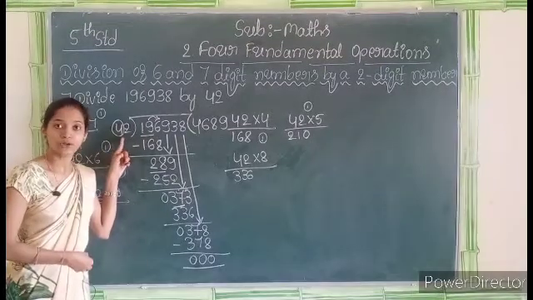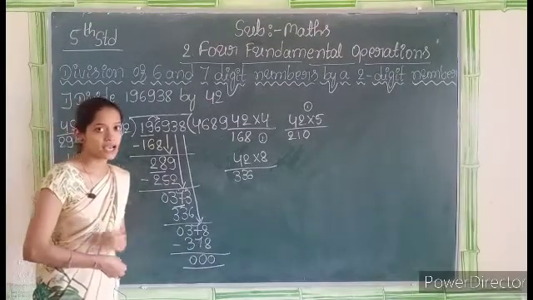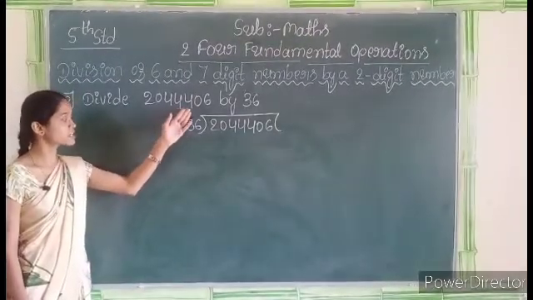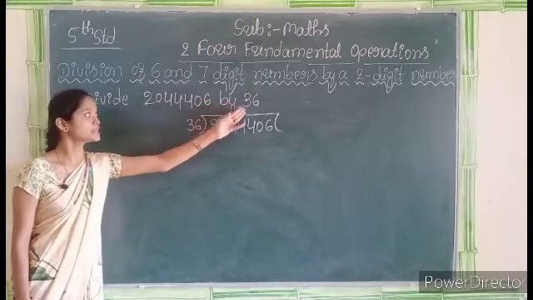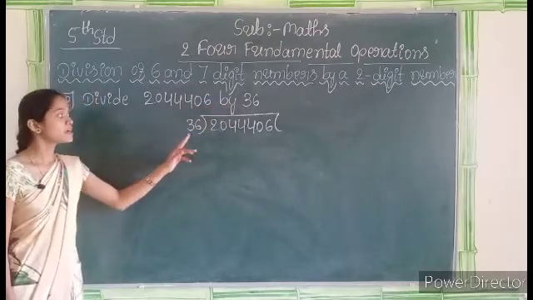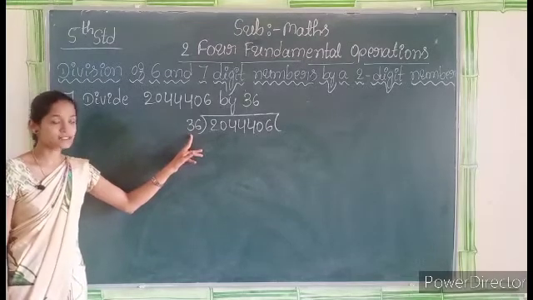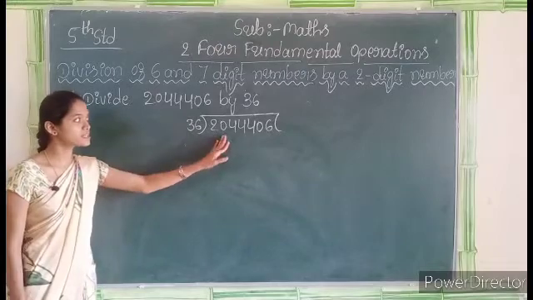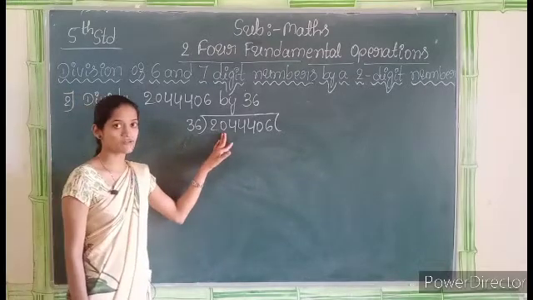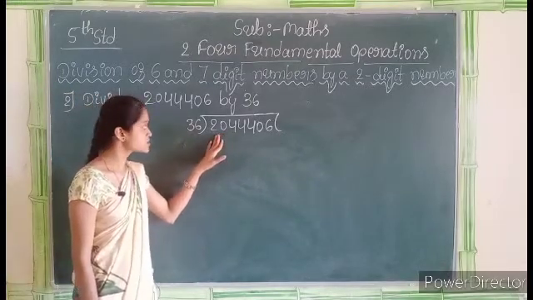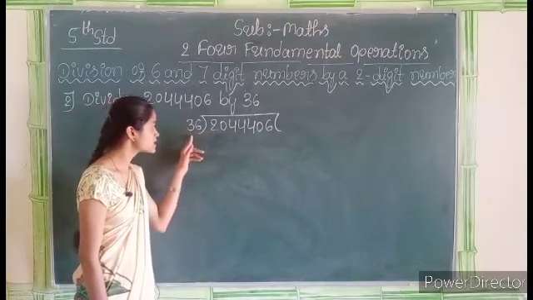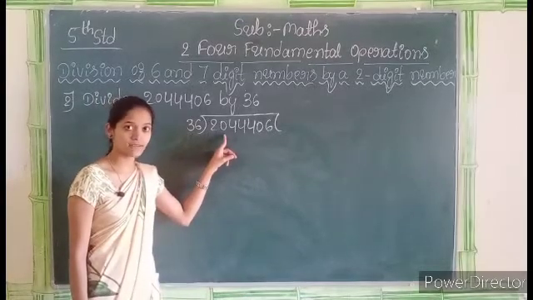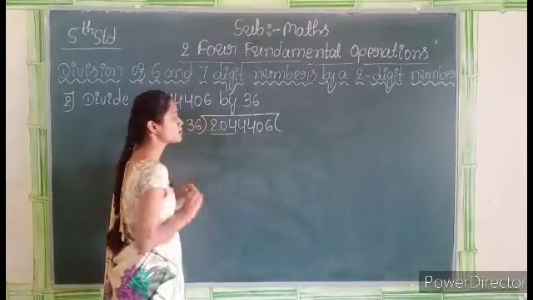Let us learn how to divide a 7-digit number by a 2-digit number. Divide 20,44,406 by 36. Here the divisor has 2 digits and the dividend has 7 digits. Now we have to consider the two leftmost digits of the dividend, that is 20. But this 20 is less than 36. That's why we have to consider the 3 leftmost digits of the dividend, that is 204.